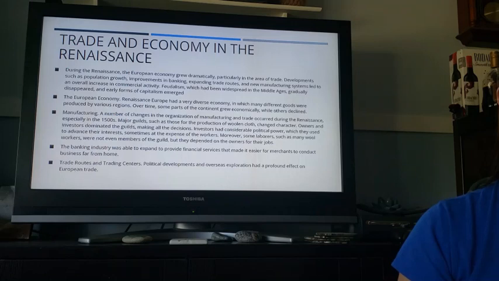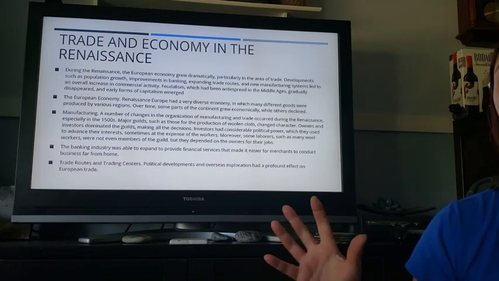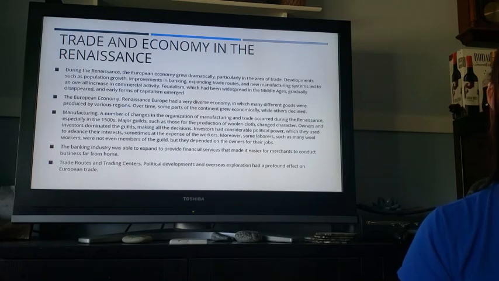So during the Renaissance, the European economy grew dramatically, particularly in the area of trade. Developments such as population growth, improvements in banking, expanding trade routes, and new manufacturing systems led to an overall increase in commercial activity. Feudalism, which had been widespread in the Middle Ages, gradually disappeared, and early forms of capitalism emerged. This is really important to understand here, that they went from a top-down system to an anybody-can-make-money system. And that's the system that we still run on today.